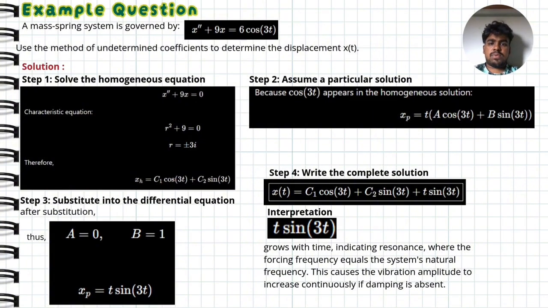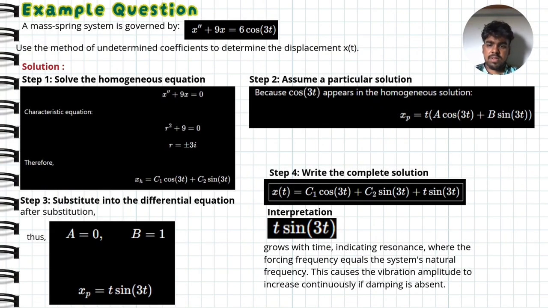Next, step 2. Assume the particular solution. Because cos 3t appears in the homogeneous solution, it will become xp equals t times (a cos 3t plus b sin 3t). Next, substitute into the differential equation.